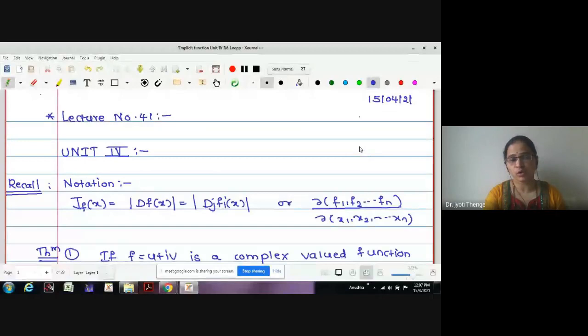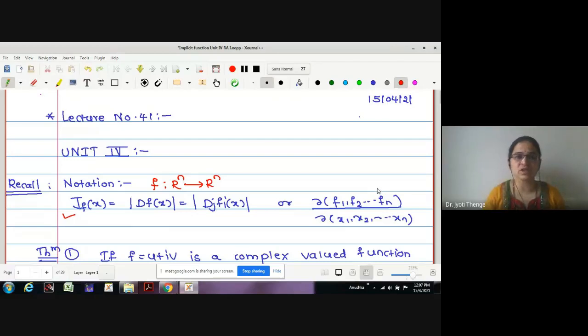Also, we have seen the notation J of x, which we use to denote the determinant of the Jacobian matrix. Here we take the function to be of the type Rn to Rn, because we are interested in finding the determinant. Therefore, the corresponding Jacobian matrix must be a square matrix. That's why we take the dimensions of domain and codomain to be the same. The notation for the determinant of a Jacobian matrix is Jf of x, or one can use this symbol also, dou of (f1, f2, ..., fn) to dou of (x1, x2, ..., xn).